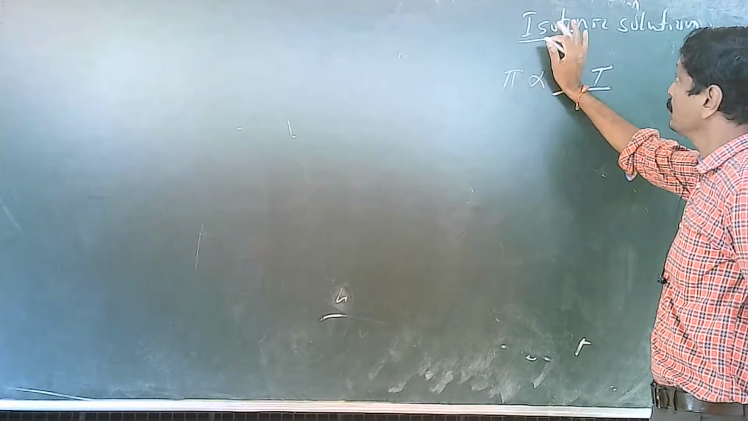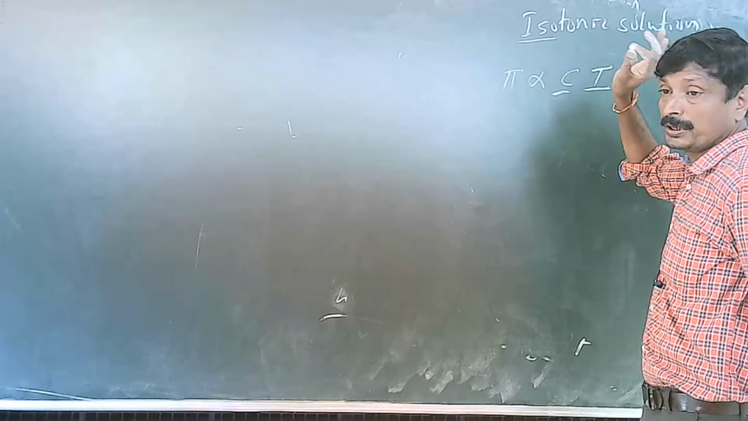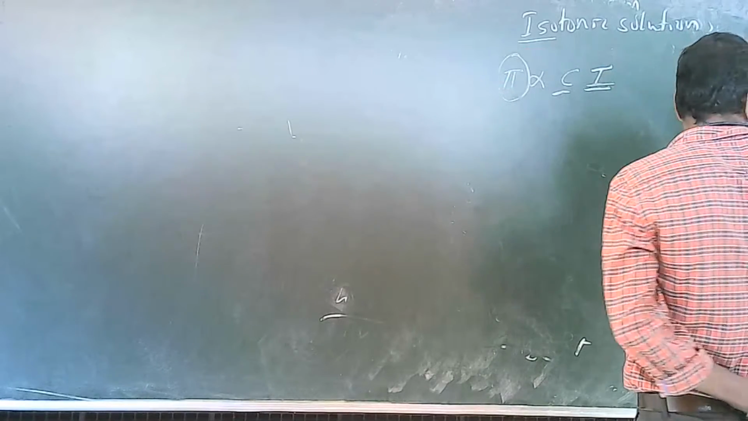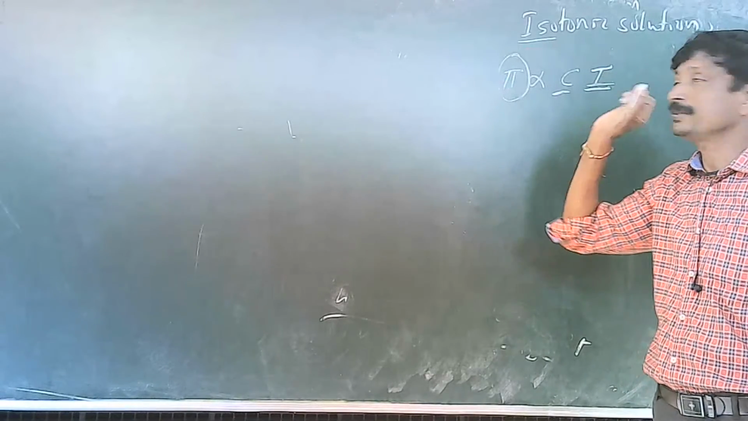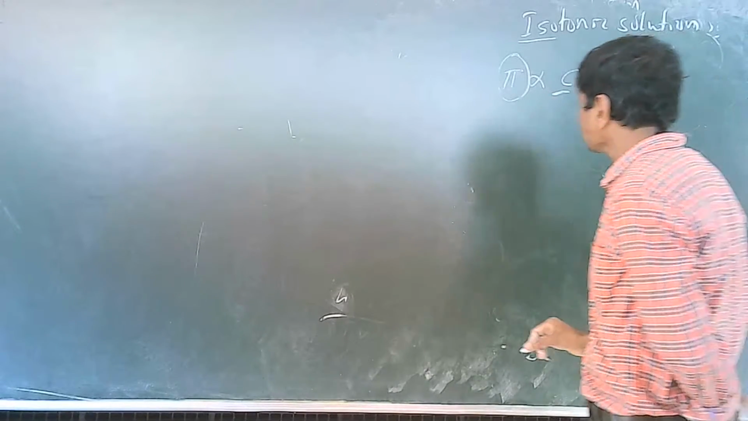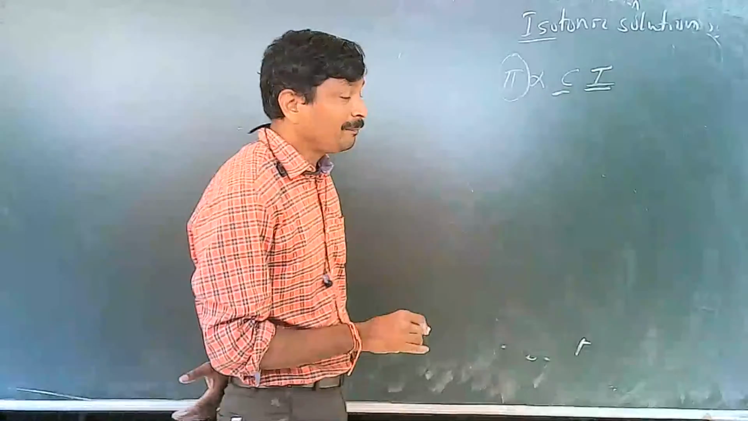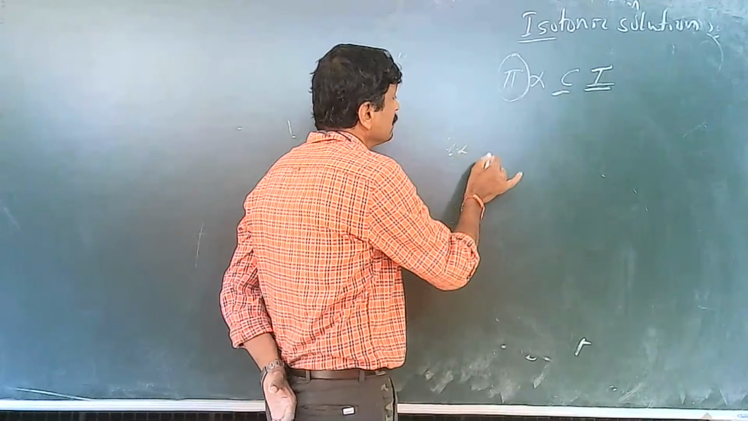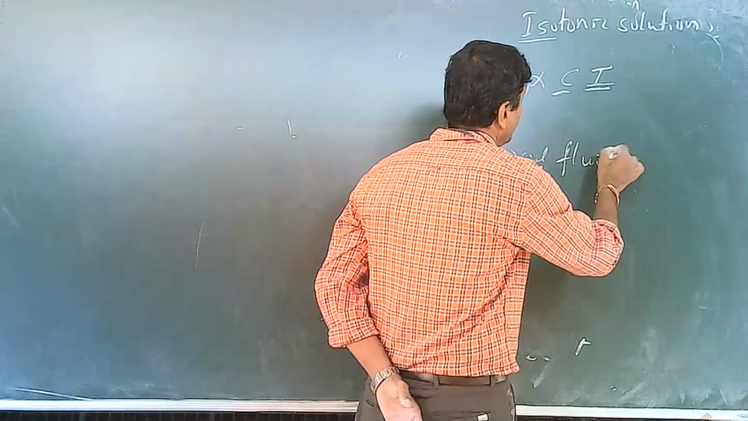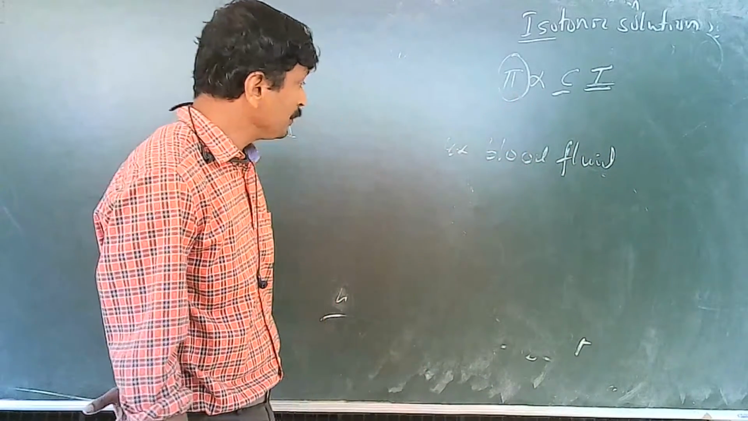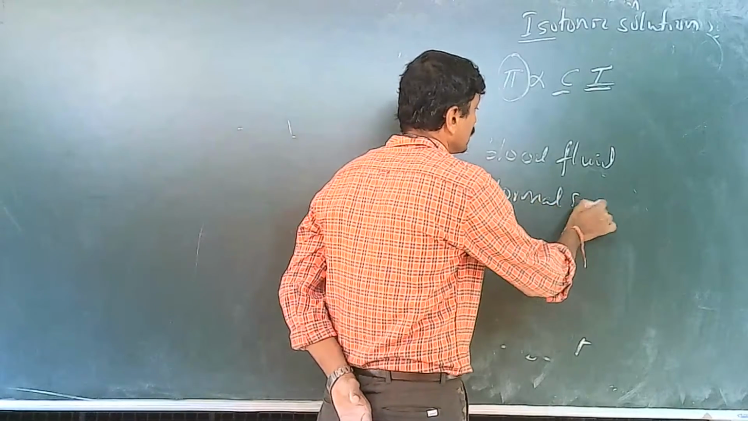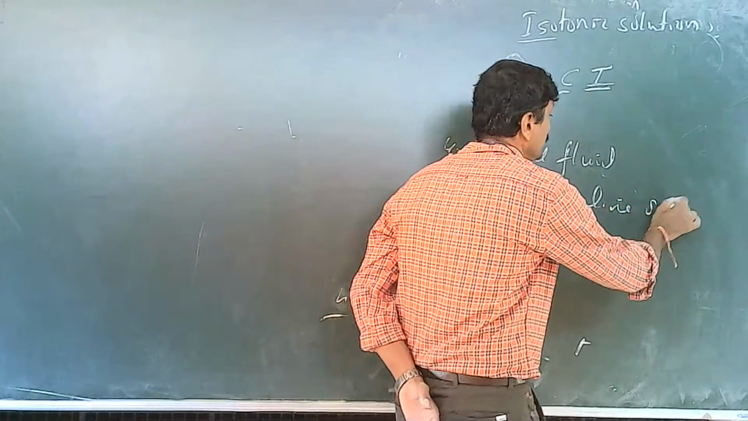What is an isotonic solution? Two solutions having the same osmotic pressure at a given temperature are called isotonic solutions. That means they should have the same concentration. For example, blood fluid is isotonic with a normal saline solution.